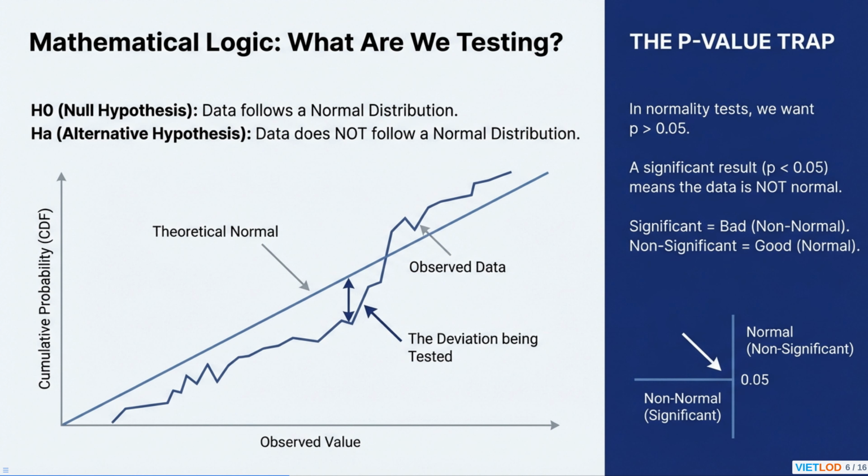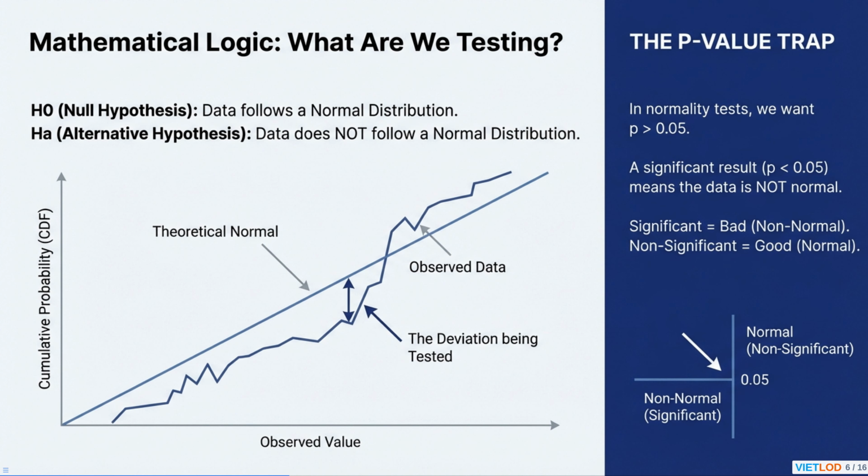When performing a normality test, we begin with a clear hypothesis. The null hypothesis, denoted as H0, assumes that our data does indeed follow a normal distribution. The alternative hypothesis, HA, is what we accept if we find sufficient evidence against the null. It states that the data does not follow a normal distribution. These tests essentially quantify the deviation between our observed data's cumulative distribution and a theoretical normal distribution. If this deviation is substantial, we reject the null hypothesis.